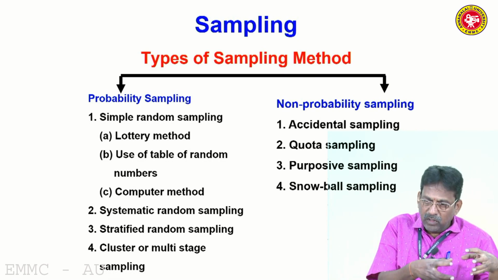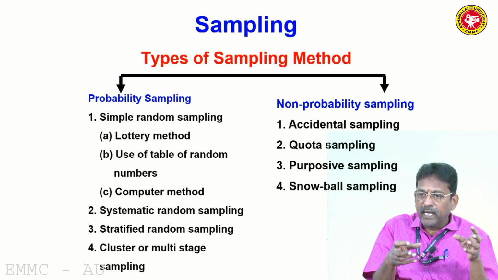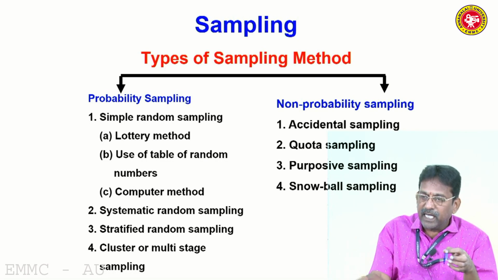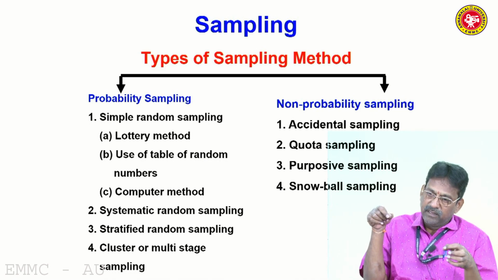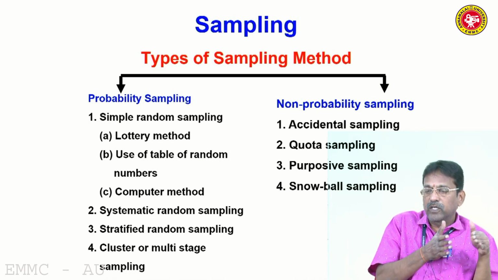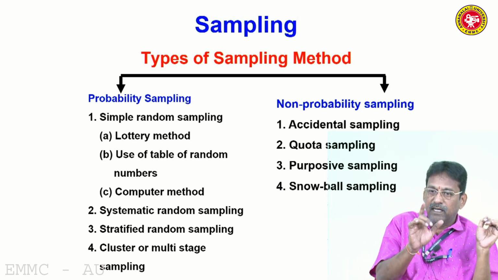Then you have to mix. And you want to collect 100 samples, means out of 1000, 100 samples means 100 times you have to select. Then you have to keep it separate. Then those 100 samples, you have to go and collect the data. That is called the lottery method.